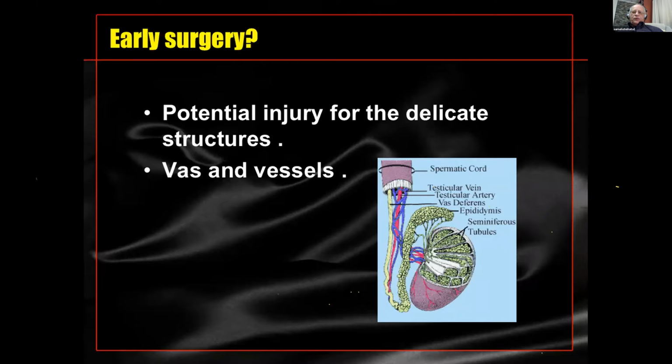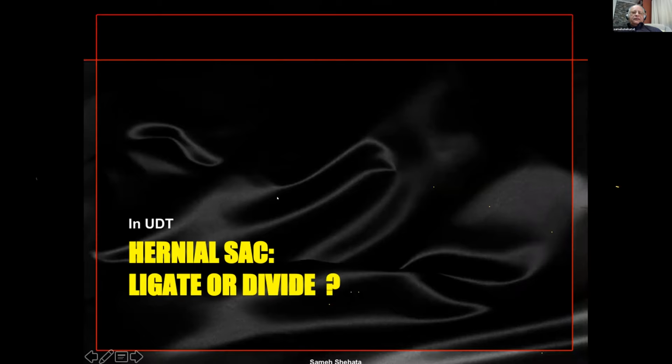This is a question here. In undescended testis, in 90% of the cases, you will find the patent processus vaginalis or hernial sac. So would you ligate or just divide? We have another poll here. We can send it. In other words, do you always insist on ligating the hernia sac?